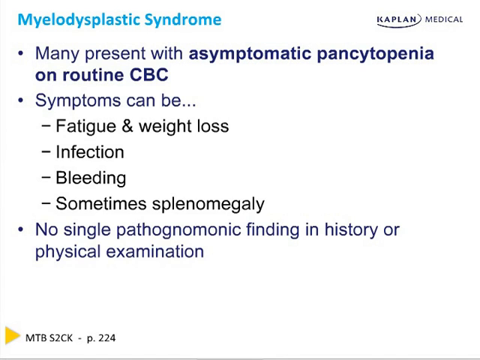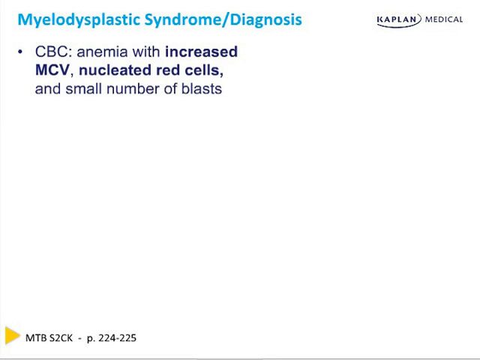There is no single pathognomonic finding in the history or physical. There's no single presentation that says, oh, that's MDS. It's pancytopenia, macrocytosis, normal B12 and folate level in an older person. Let's summarize those findings again. The CBC shows anemia. There's a macrocytosis. Well, there's a stressed marrow, so there are nucleated red cells. Remember, nucleated red cells go out early.